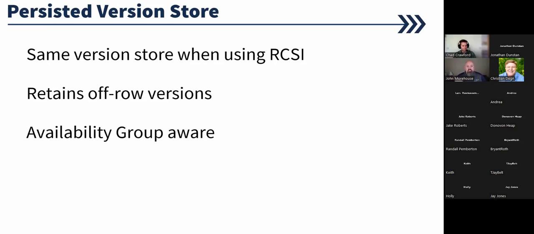And so if you fail over, that secondary can then go through crash recovery and use the version store to identify what versions are correct and which ones aren't, and bring the database online very, very quickly, or at least faster. So the version store is AG aware, which is fantastic.